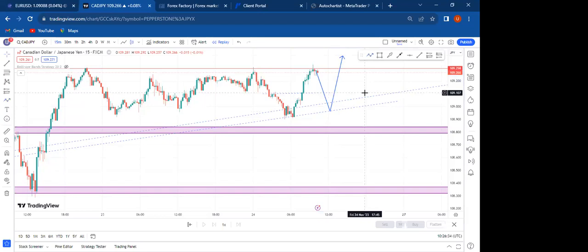I'll wait for retracement of any of those lines before I buy KJPY.